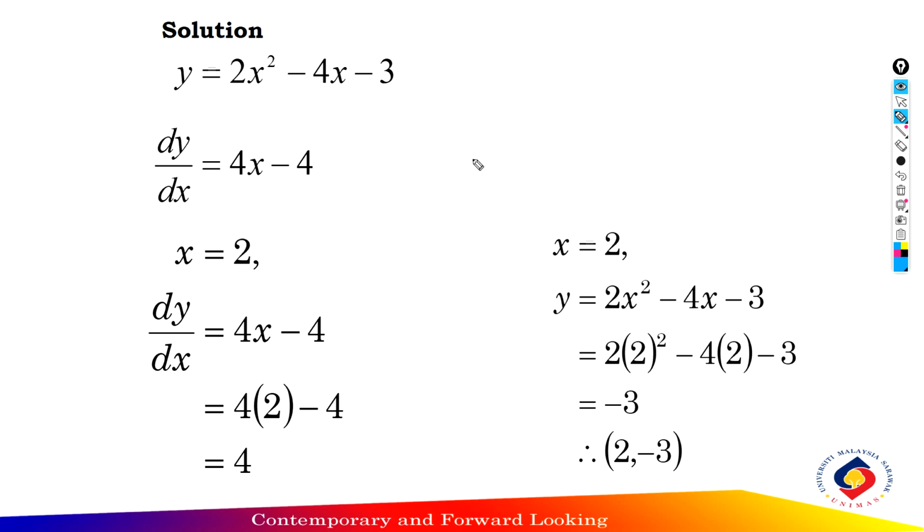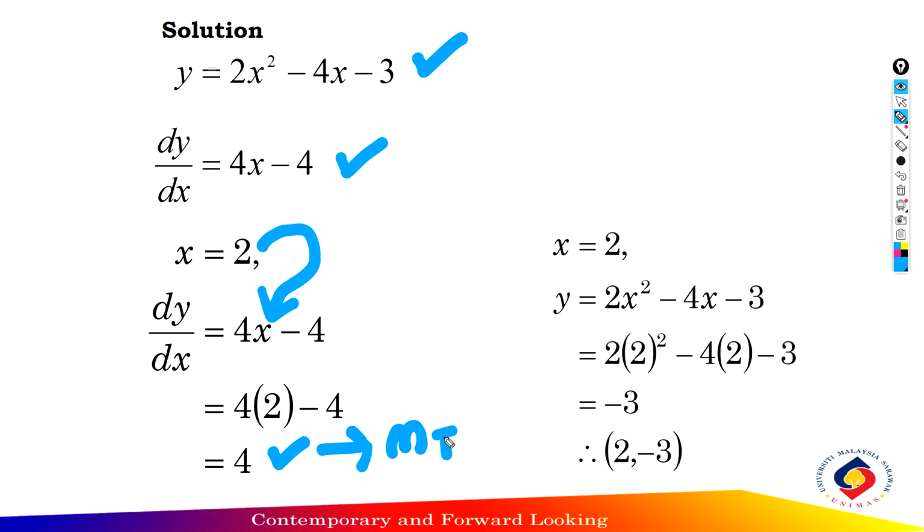Okay, given the quadratic function y equals 2x squared minus 4x minus 3, you find the first derivative dy over dx. Differentiate y with respect to x. The first derivative equals 4x minus 4, and when x equals 2, you find the gradient of the tangent. You substitute 2 into the first derivative, and dy over dx here equals 4. So the gradient of the tangent mt here equals 4.